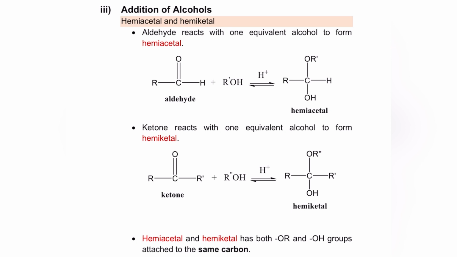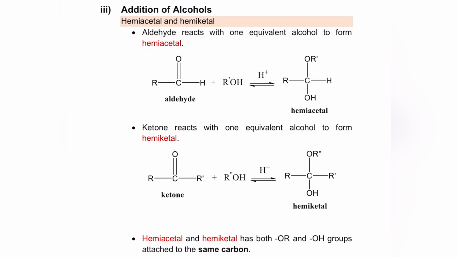When an alcohol reacts with carbonyl compounds, you have to make sure you get two parts of the reaction, so I will split this into two parts. The first part is to form hemiacetal and hemiketal. So what is this? Okay, focus one by one. For an aldehyde, when you react with one equivalent of alcohol, it will produce a hemiacetal.